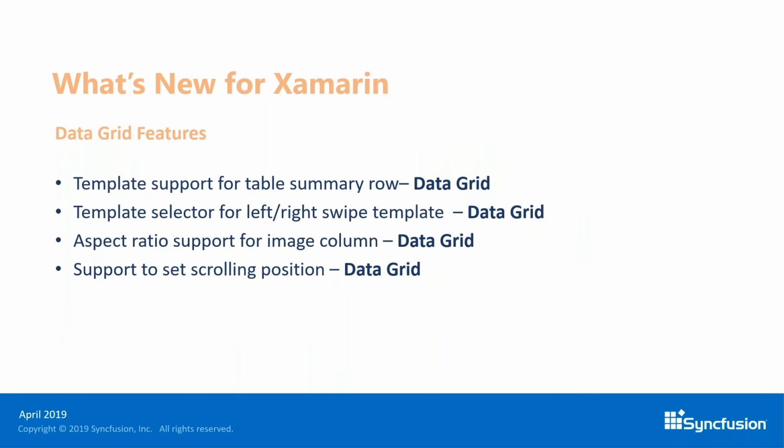The next set of features that I'd like to talk about is from the data grid. In data grid, we have given template support for the table summary row, and we have also given template support for the selector from the left to right swipe template. We have also given support to fit the image based on aspect ratio, and to set the scrolling position of your data grid with the respective row index. So these are the features. Let me show a demo on this.